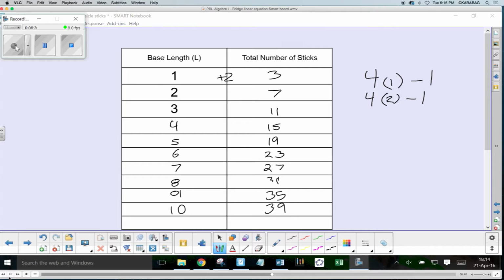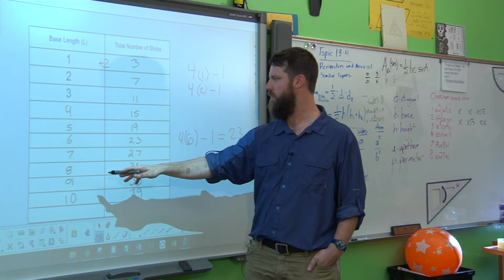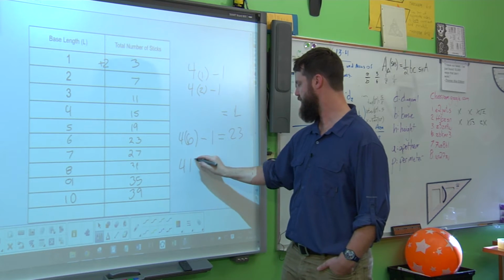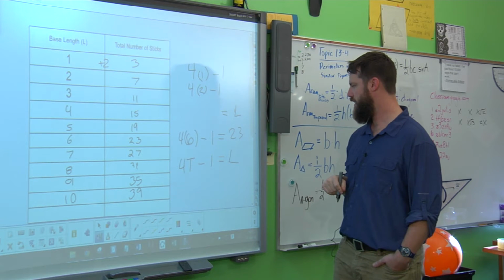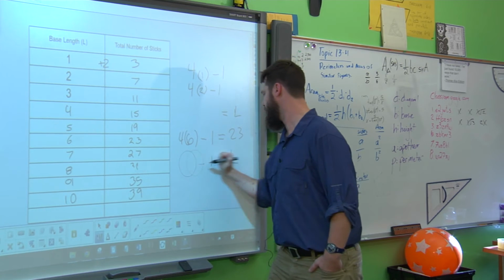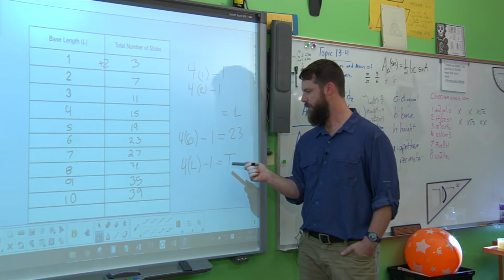So look at that. Every time we've got this, let's generalize this. We're using what variable in the left column? The base. Okay, so we'll call that L. And this, what's a good letter for the total? Let's call it T. So 4 times L, minus 1, equals T. Okay, that looks good.